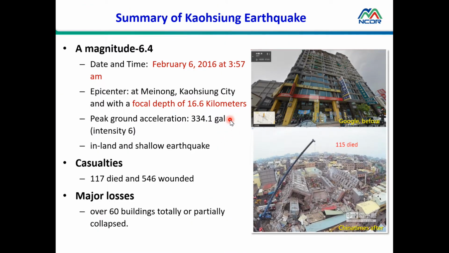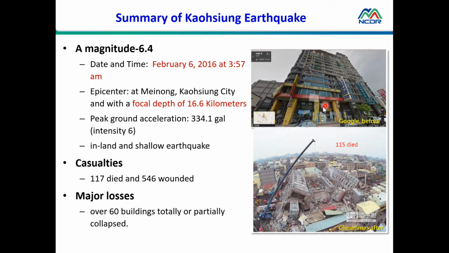So likewise, this example is about how we responded to an earthquake 2 years ago. 2 years ago, on February 6th at 3:57, one earthquake, with its epicenter in Kaohsiung City, brought severe destruction to Tainan City. The peak ground acceleration reached intensity 6, and it was also an inland and shallow earthquake.